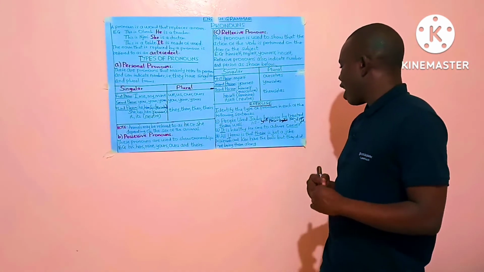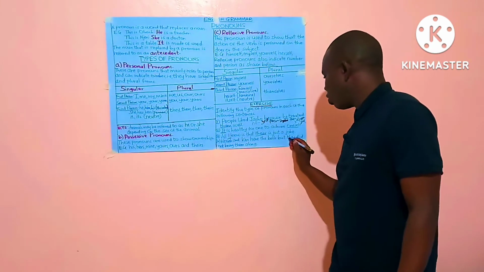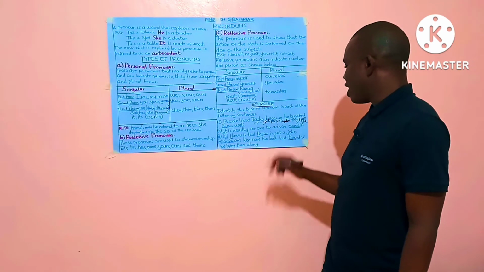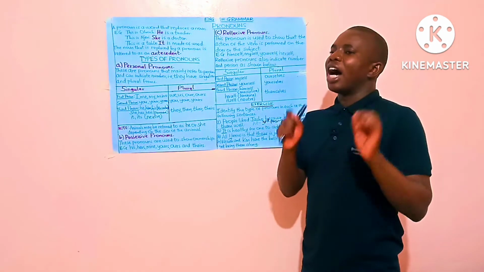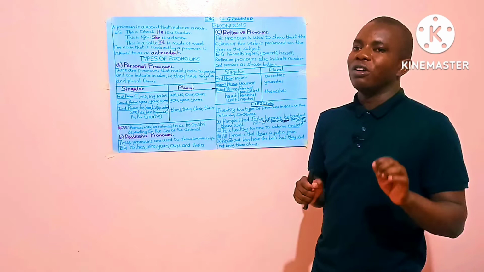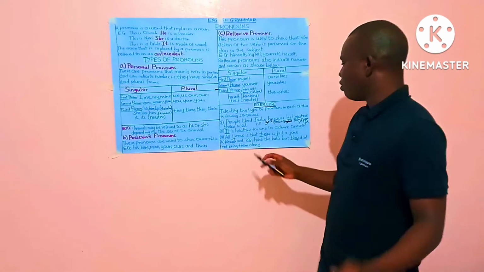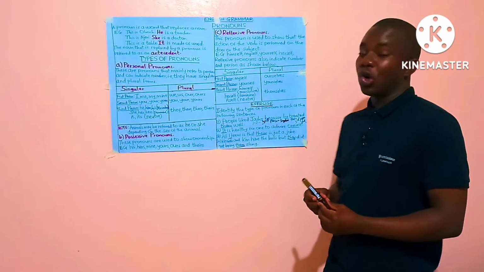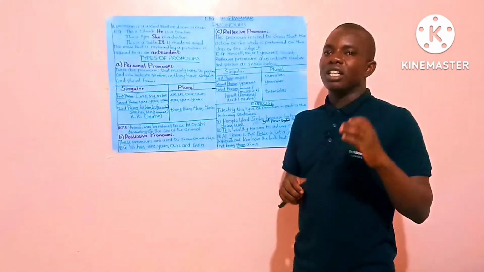Kezia and Ken have the balls, but they did not bring them along. So we have the pronoun they, and that is a third person personal pronoun in plural. And then we have again them, which is also a third person personal pronoun in plural.